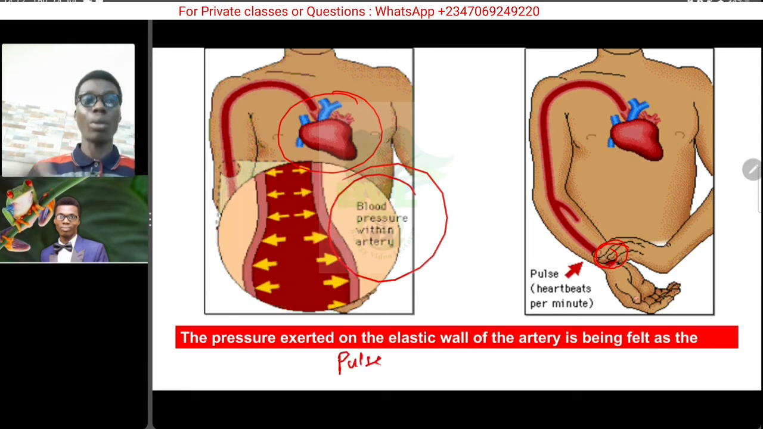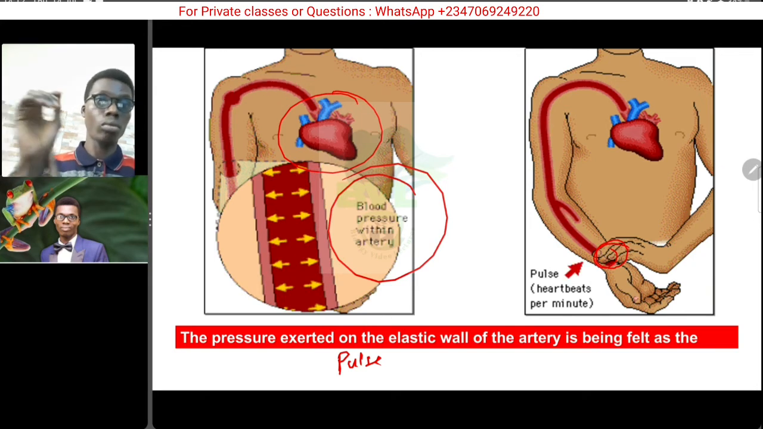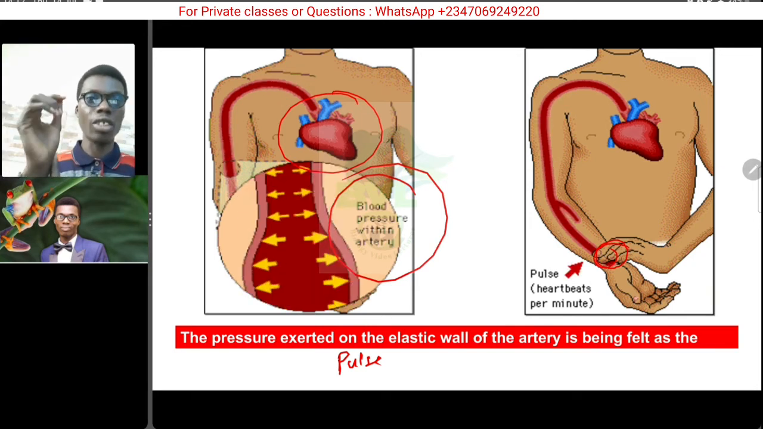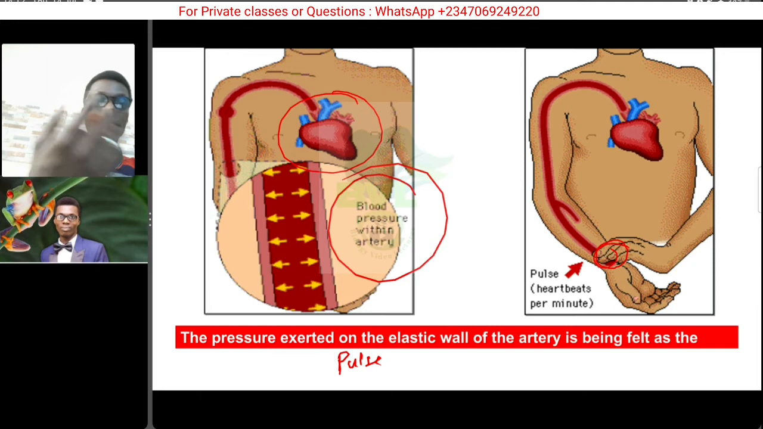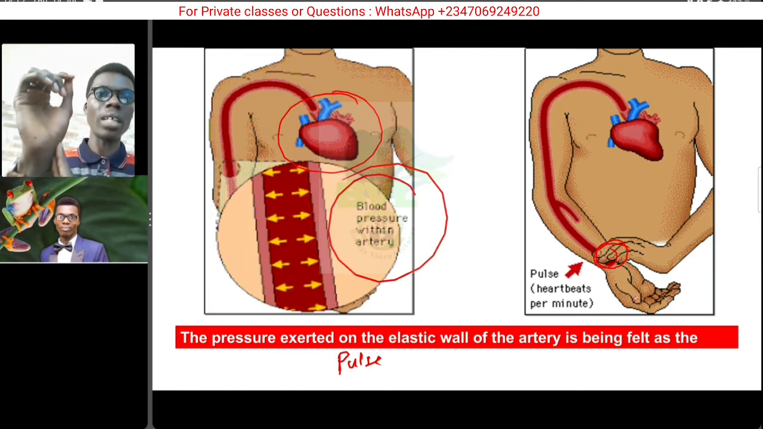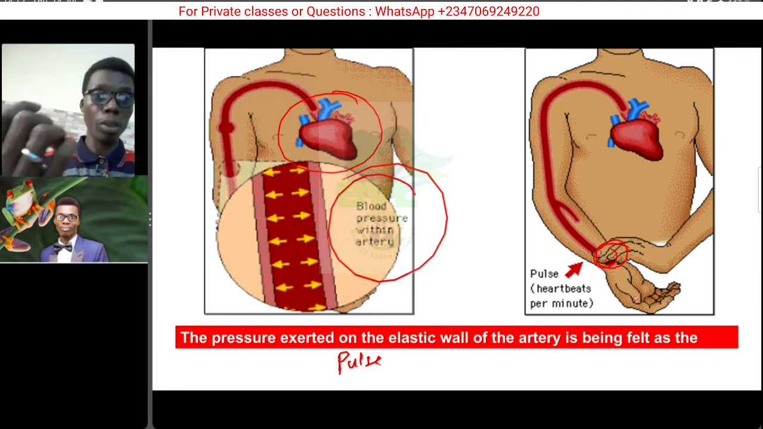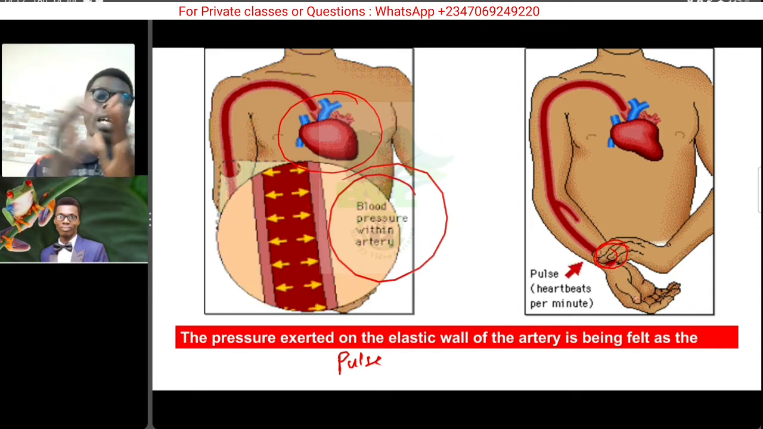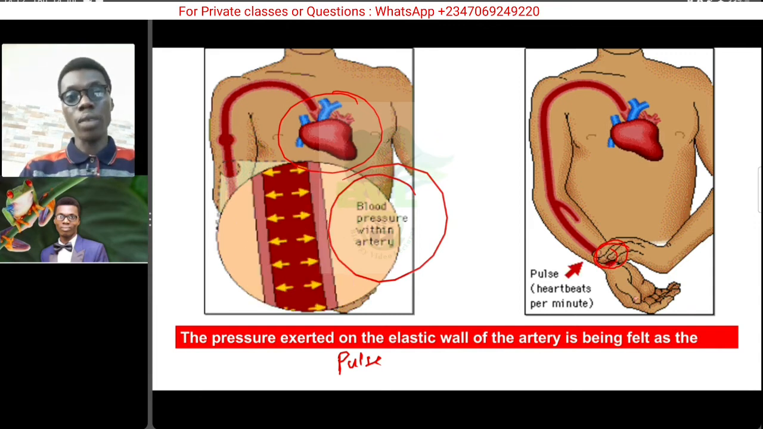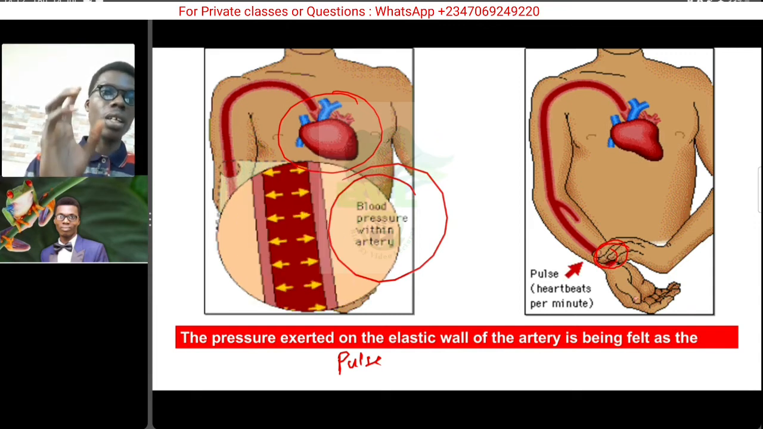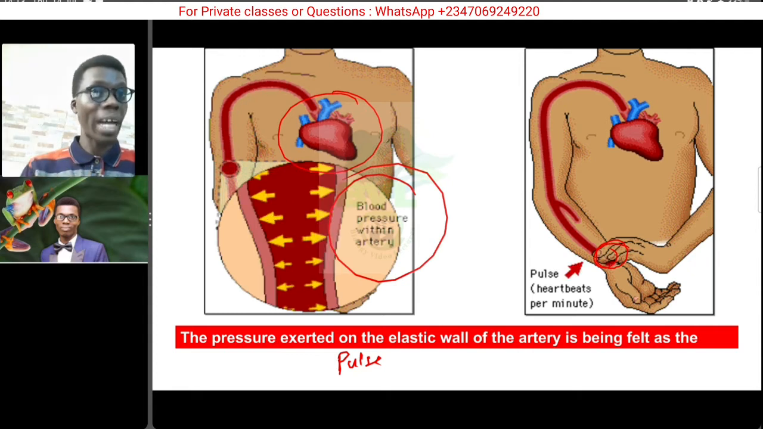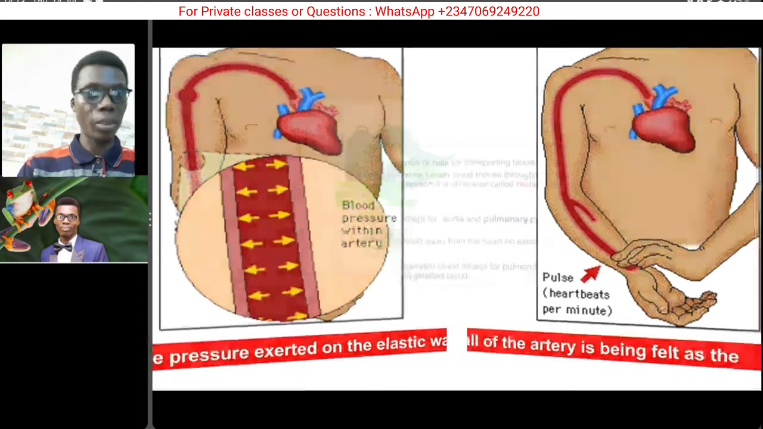All right, this is something I want you to also try out, please. It's a practical class. It's something real. If you relax, you're going to feel the pulse there, and that's because of the elasticity of the wall of the arteries. And please, we only take pulse from arteries, not from veins.